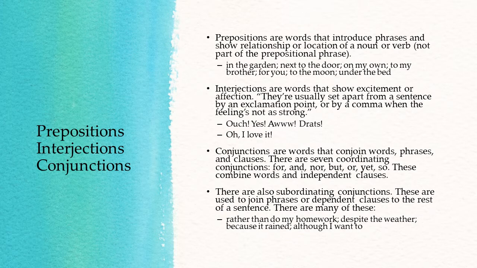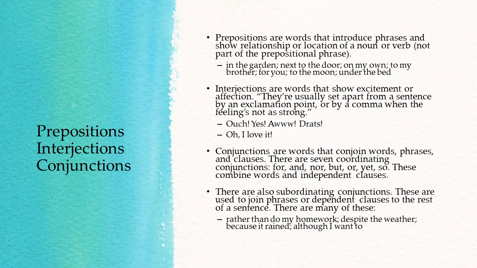Interjections are words that show excitement or affection. And to quote Schoolhouse Rock, they're usually set apart from a sentence by an exclamation point or by a comma when the feeling's not as strong. So some examples would be, ouch, yes, aw, drats, oh, I love it.